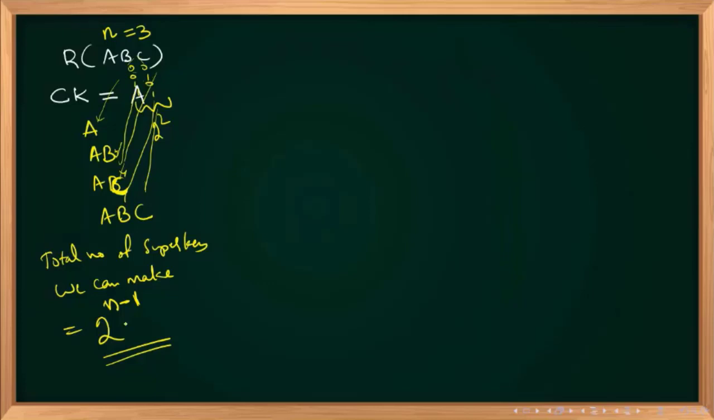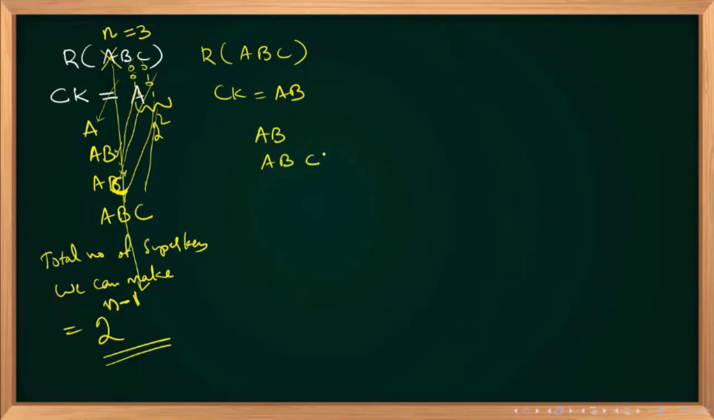How did you get it? Totally we can make 2 power n, but you have to opt out this candidate key. For opting out, I have written minus 1. Okay. Now can you tell, Gidu, if I am writing ABC, and the candidate key is AB, how many super keys you can make? It is like AB and ABC. That's all, no? Will our formula work there?